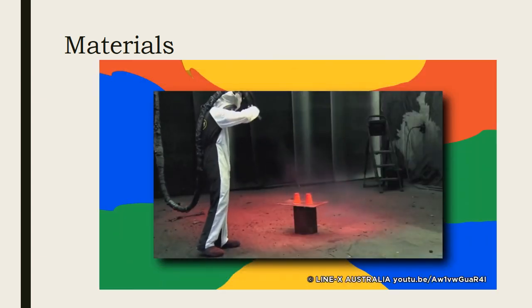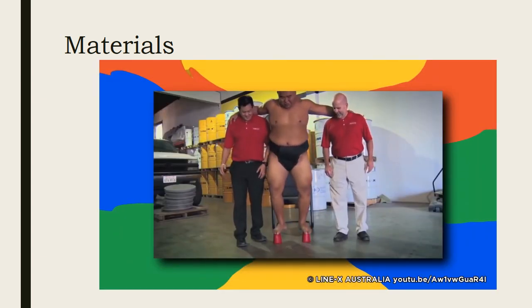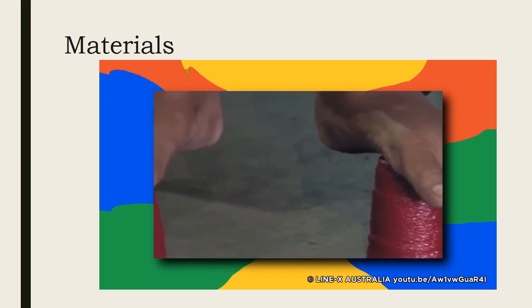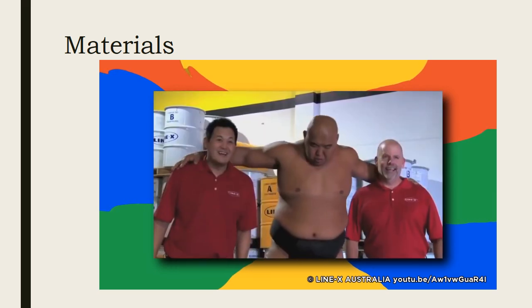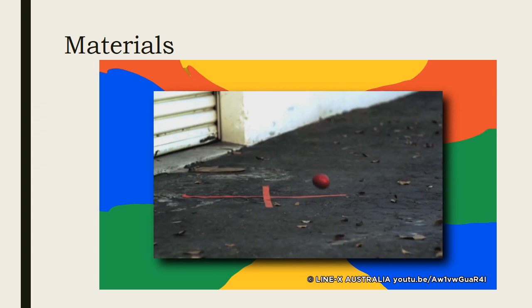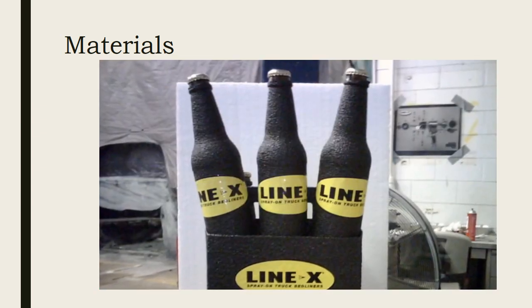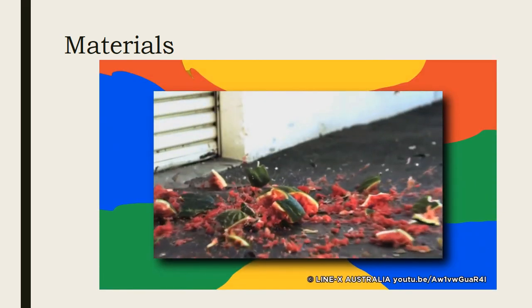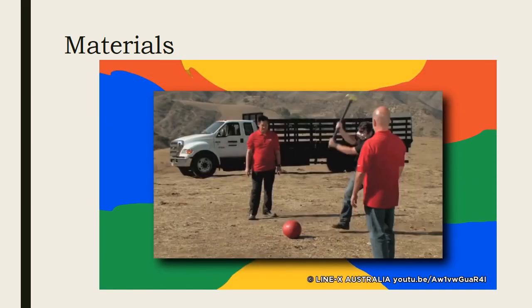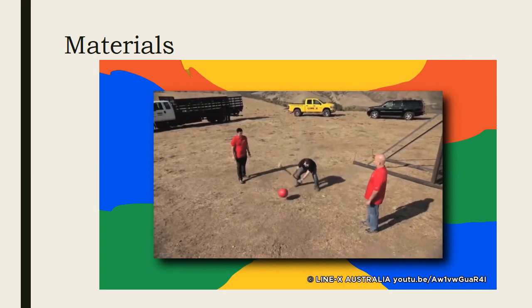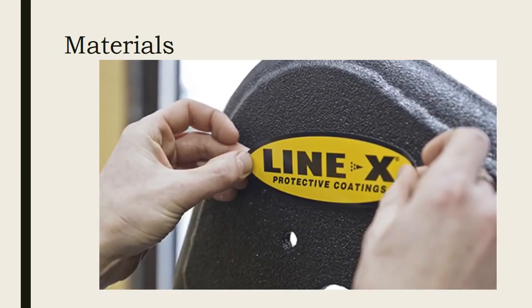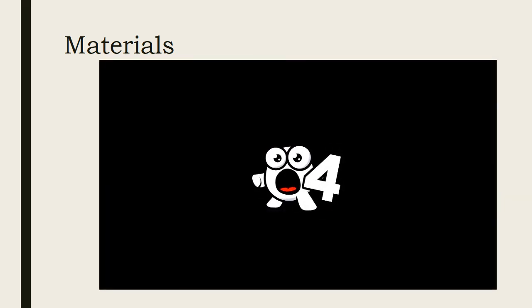Line X's ability to strengthen fragile objects has been demonstrated with plastic cups that can withstand a human's weight after being sprayed. Eggs coated in Line X can even withstand drops from great heights. The uses of Line X are pretty unlimited. Anything which is prone to shattering, cracking, or splintering is easily strengthened with Line X, and it's incredibly hard-wearing and weatherproof to boot.